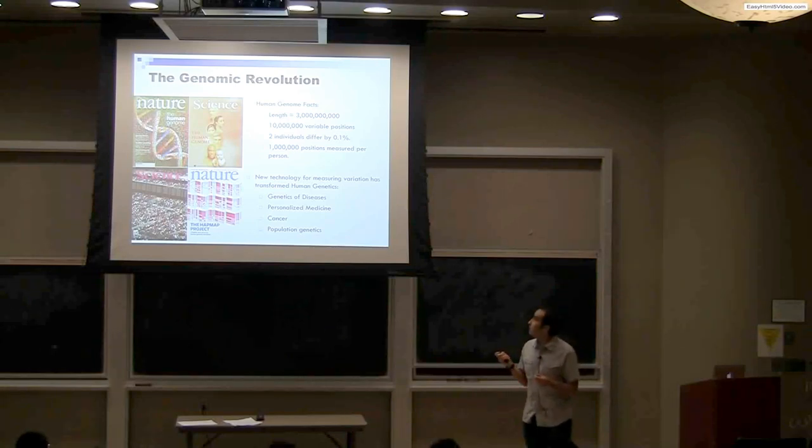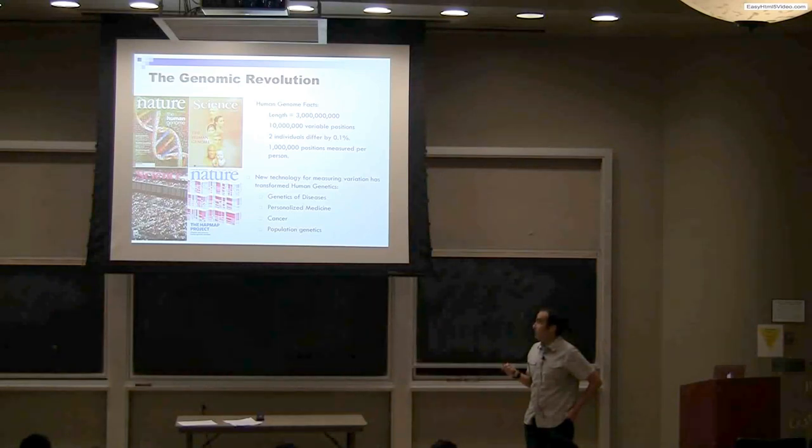It's got about 10 million positions that differ between us, and two individuals differ by about 0.1%. The typical technologies measure about 1 million positions per person. This new technology has really transformed the field and has a huge impact on genetics of disease, personalized medicine, cancer, population genetics. We'll talk about all of these things. But this all really started about 10 years ago, when these technologies started becoming available.